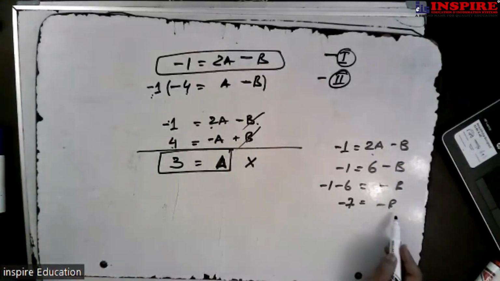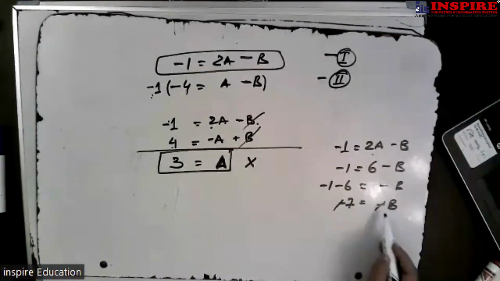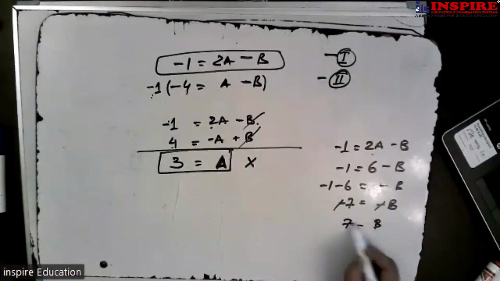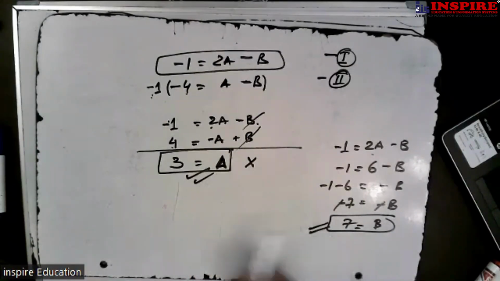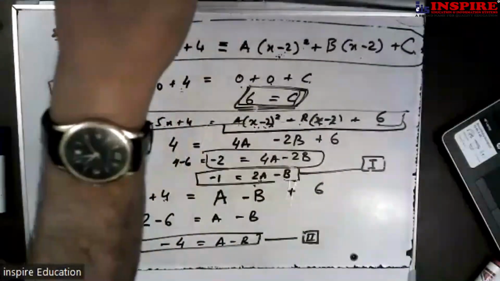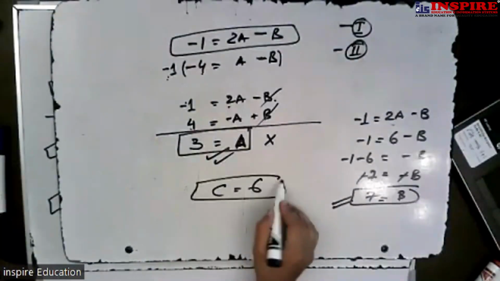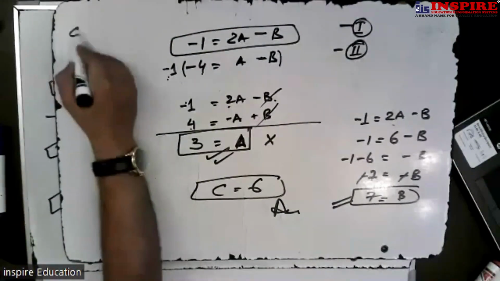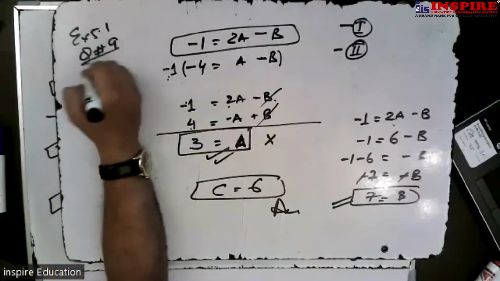What's your problem? Why do you miss the minus signs, man? Okay, don't miss these signs. b turns out to be 7. Congratulations. a is equal to 3, b is equal to 7. And remember what your c was? c was a 6. And c is equal to 6. Congratulations. I have done exercise 5.1, question number 9.